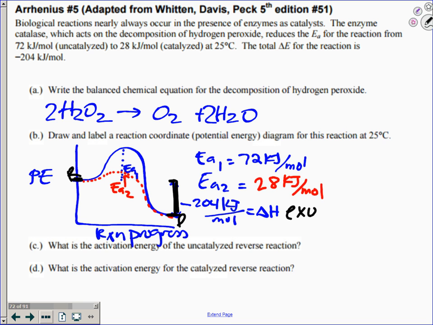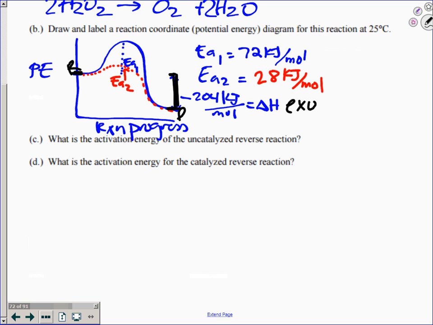Okay, so based off your reading, I'm going to talk. Oh, actually, hold on. What's the activation energy of the uncatalyzed reverse reaction? So the uncatalyzed reverse reaction is going to be huge. Anybody? So how are you doing that? Okay, so the forward piece here is 72 kilojoules, right? So what are you doing for the reverse reaction?